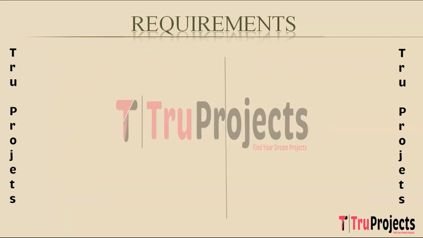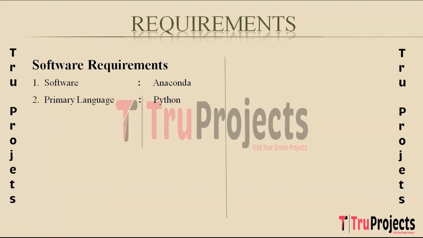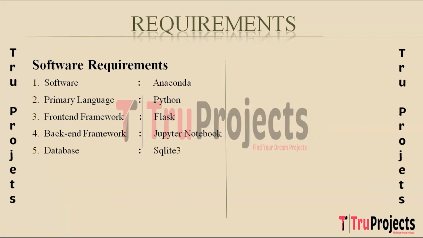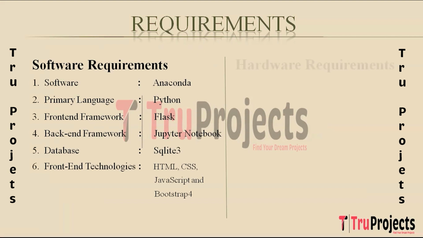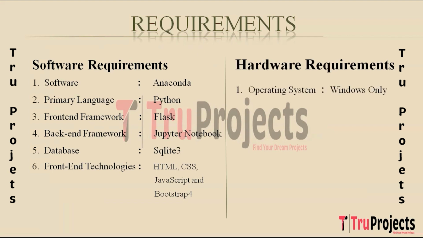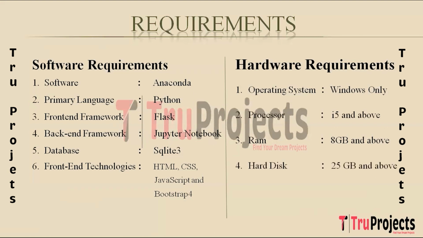Requirements needed to execute this project are software requirements. Software needed is Anaconda, primary language used is Python, front end framework used is Flask, backend framework used is Jupyter Notebook, database used is SQLite 3, and front end technologies used are HTML, CSS, JavaScript, and Bootstrap 4. Hardware requirements needed are operating system of Windows, processor of i5 and above, RAM of 8 GB and above, and hard disk of 25 GB and above.